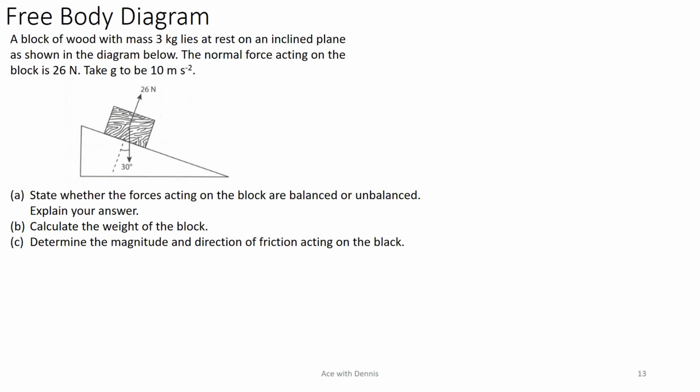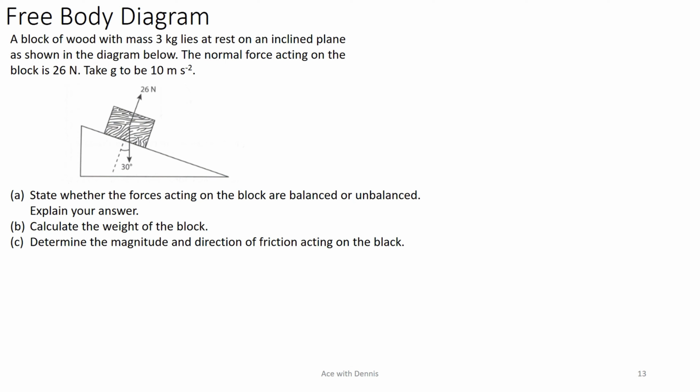Now, let's look at this example. A block of wood with mass 3 kg lies at rest on an inclined plane as shown in the diagram below. The normal force acting on the block is 26 newtons. Take g to be 10 meters per second squared.